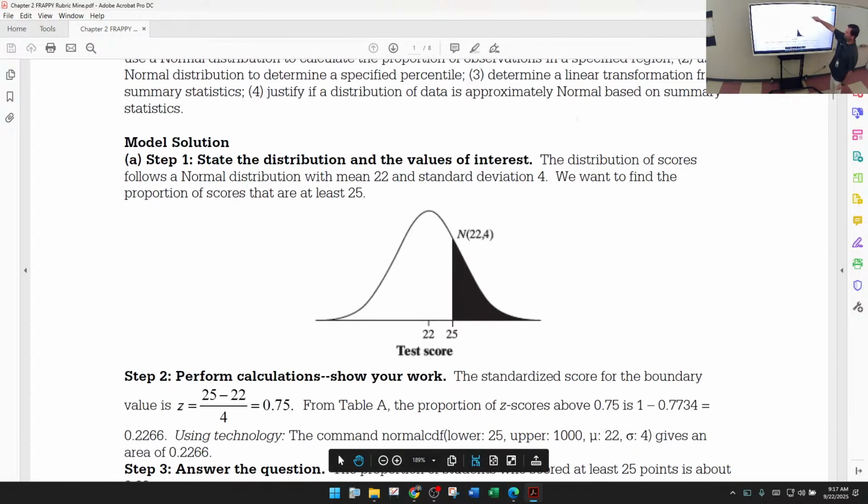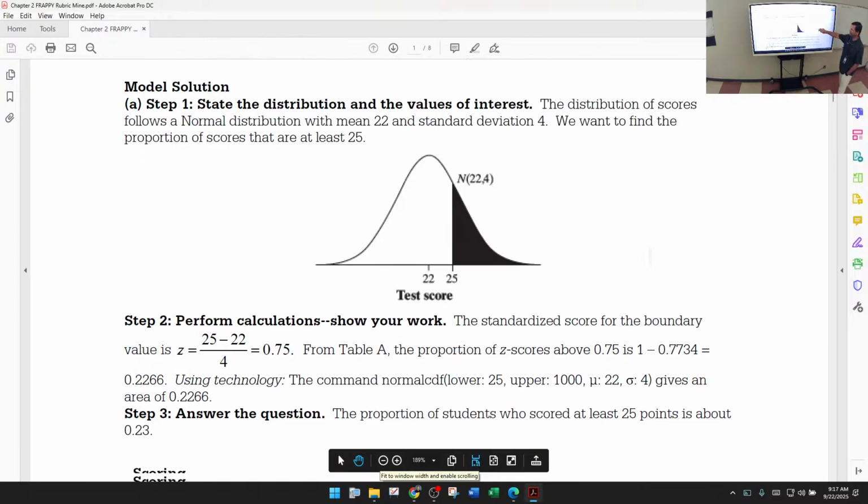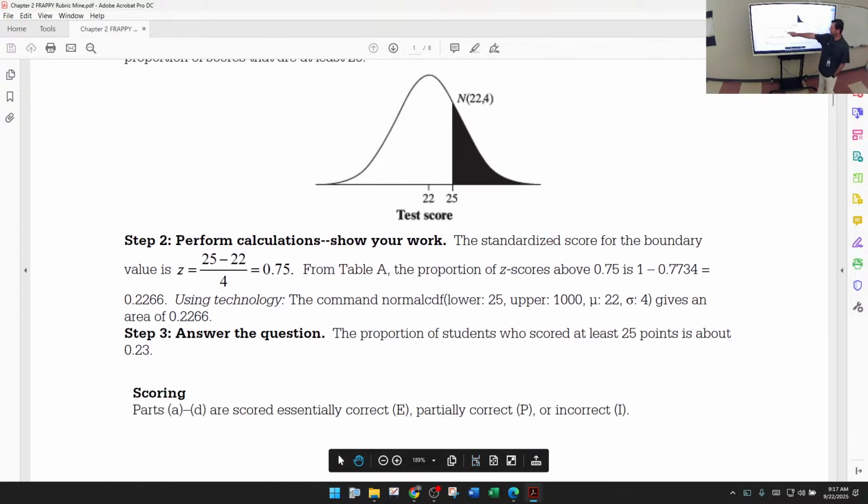Model solution for step 1. The distribution of scores follows a normal distribution with a mean of 22 and a standard deviation of 4. We want to find a proportion that's at least 25. So we'll perform the calculation, show your work. The standardized score is 0.75. That's the Z-score. From table A, the proportion of Z's above 0.75 is 0.2266.